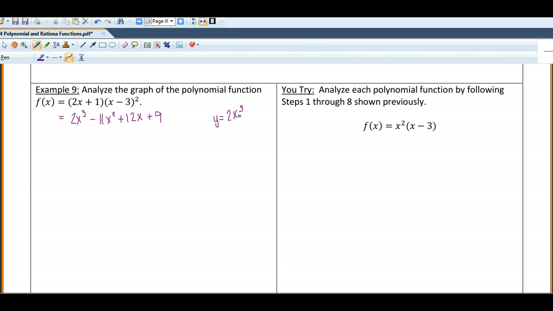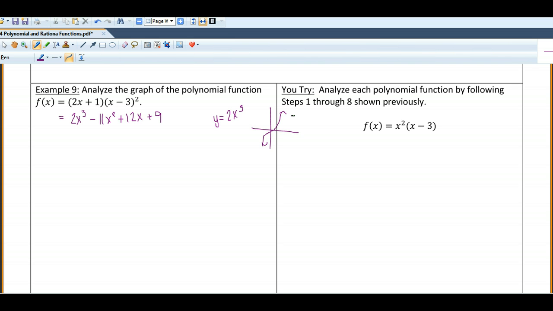So the end behavior we know is going to look an awful lot like y equals 2x cubed. Now hopefully you know that the graph of x cubed looks something like this. So we know as x approaches infinity, the graph is going to approach infinity. As x approaches negative infinity, the graph is going to approach negative infinity. Draw a little smaller. Something like that.